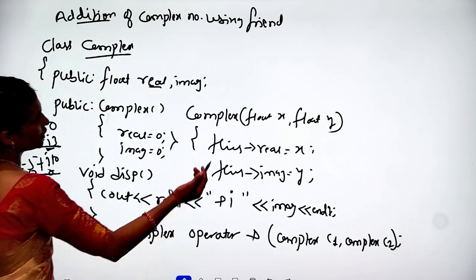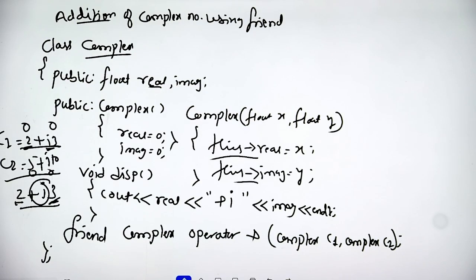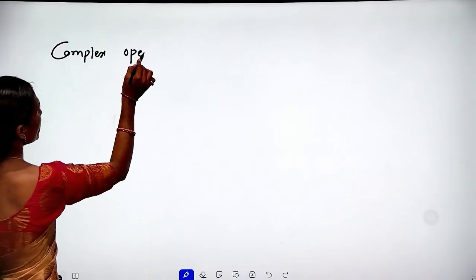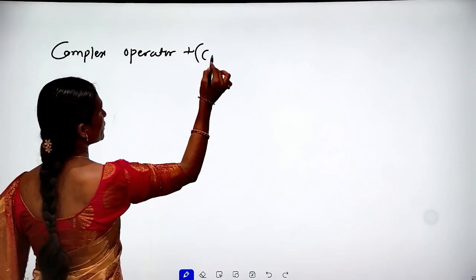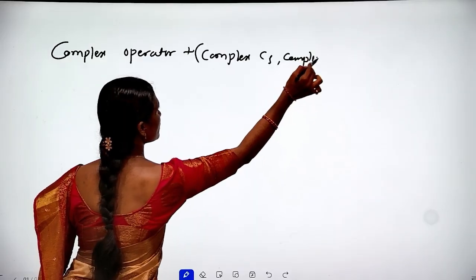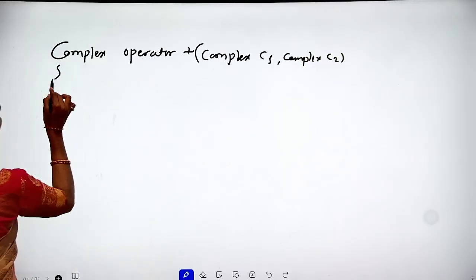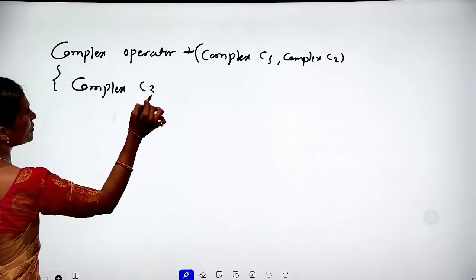If you don't want that, directly you can do real equal to x, and this is the this pointer, which holds the current data member of the function. You can assign. So let's write the function to overload. How to overload now? We write the return type as Complex, the name of the class itself, then the operator. Which operator are we overloading? We are overloading plus, with Complex C1 as one object and Complex C2 as another object. I will create one more for the calculation, Complex C3.